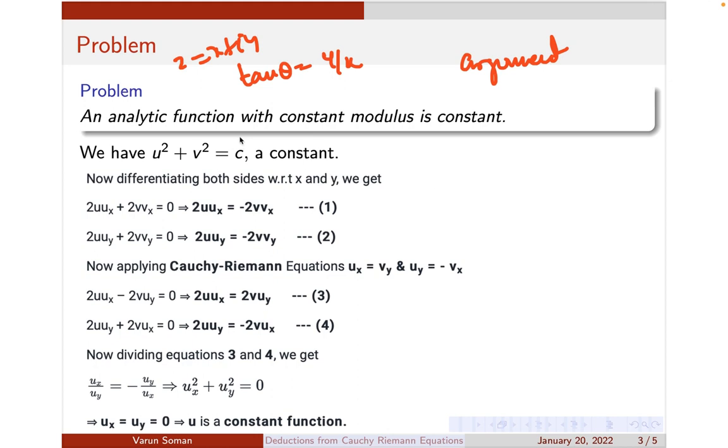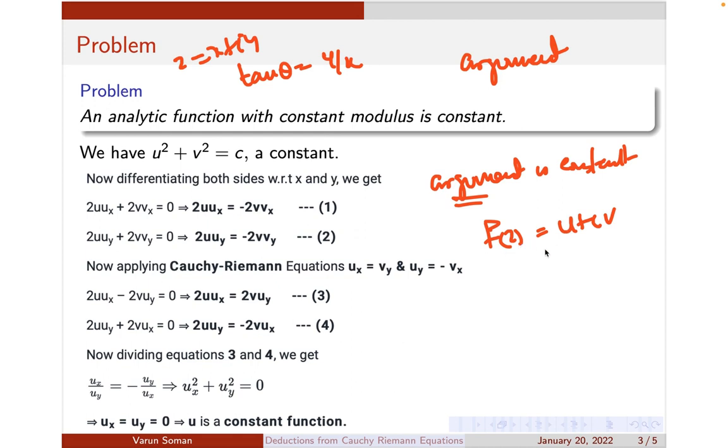So I'll formulate a new question: an analytic function with constant argument is constant. Okay, so suppose the question is like this. How will you do it? Same approach only. So I'll take f of z is equal to u plus iv. Well, that's the first step.